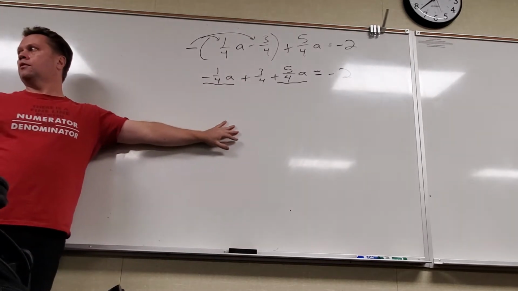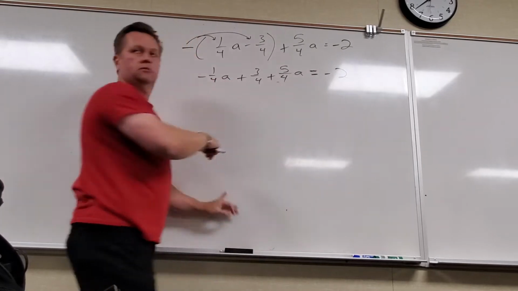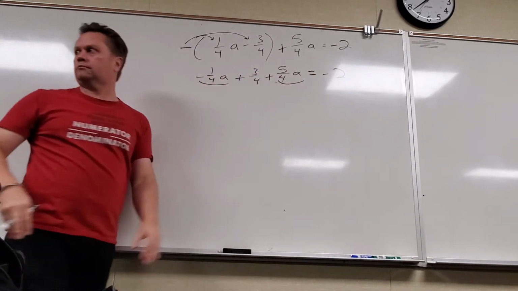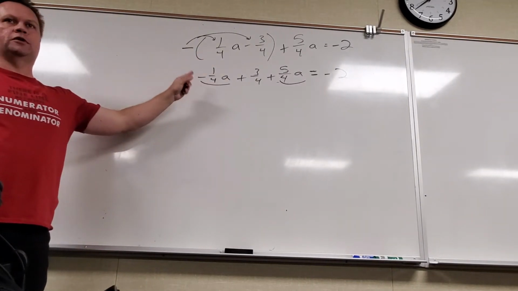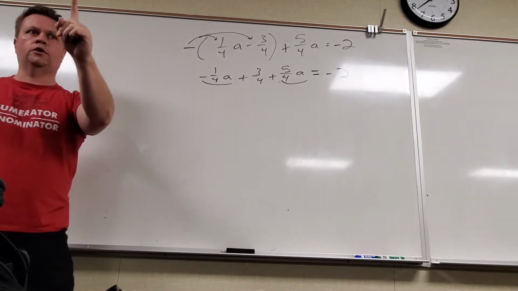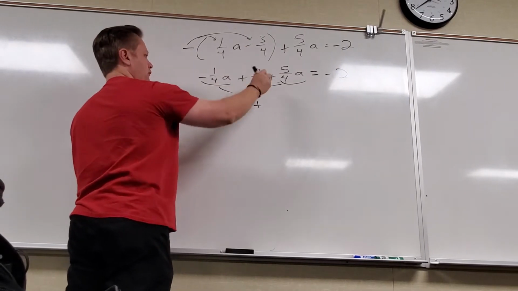Sorry, can you read it one more time? So all I'm doing right now is combining like terms, right? And my like terms are the A's on this side, right? So if I combine them, 5/4 minus 1/4 is 4/4, which is 1. So I got A, the 3/4 is still here.